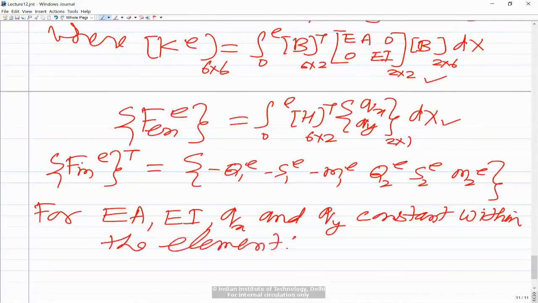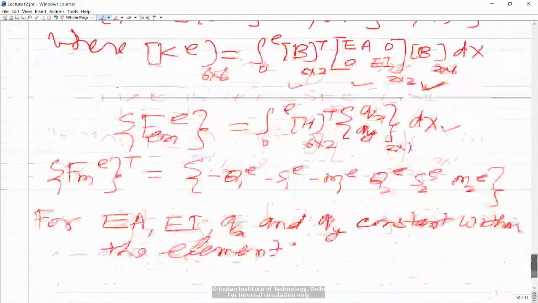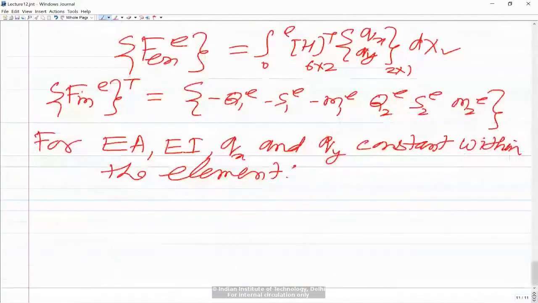So for that, I'm going to directly write. Actually what you are going to do is skip all those steps. You now have defined B, so you have to multiply all these three matrices and then carry out the integration for each term in this 6 by 6 matrix. So what you will actually get is the combination of stiffness matrices for the truss and beam.